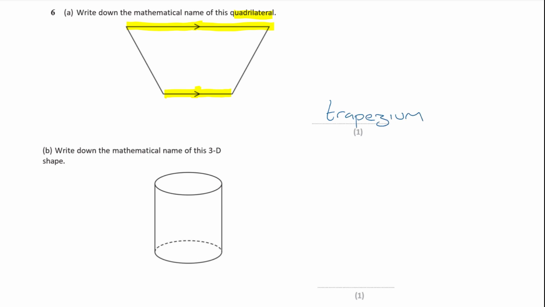Okay. B, write down the mathematical name of this 3D shape. You've got 2 choices here. You can either call it a circular prism, because it's got a uniform cross-section going all the way through, which is a circle. But a circular prism has got another more specific name, and that is a cylinder.